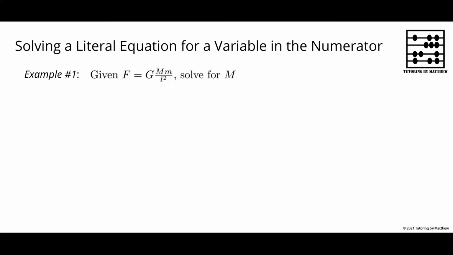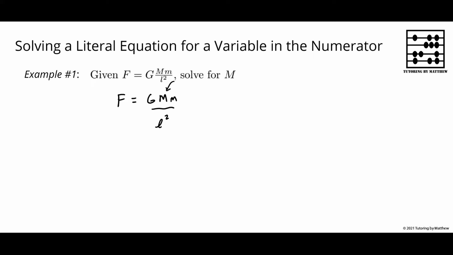Start by rewriting the original equation as F equals G big M little m over L squared. G, big M, and little m are now in the numerator together. I generally like to circle or point to the variable that I am solving for to make sure that I don't lose track of it along the way.